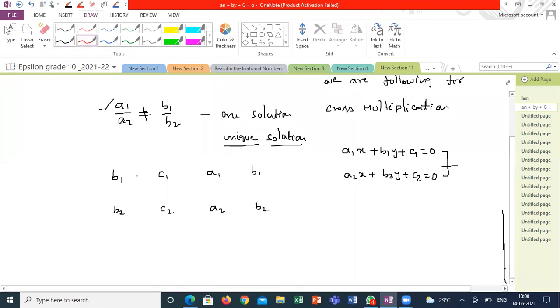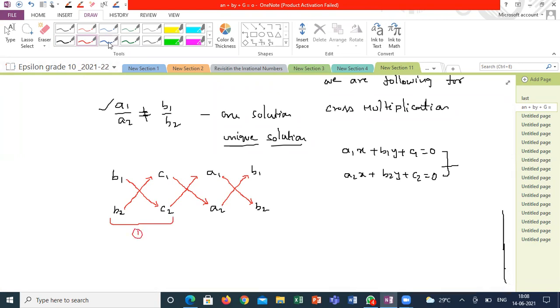So you arrange all the coefficients like this and draw the lines like this. Arrow marks are important. This arrow mark says which number you have to multiply with the other number. So how many combinations can you see? This is my first combination. The blue color is my second combination, second pair. The green color is the third pair. What is the meaning of pair? I will show you here.